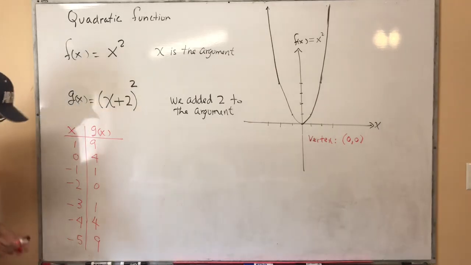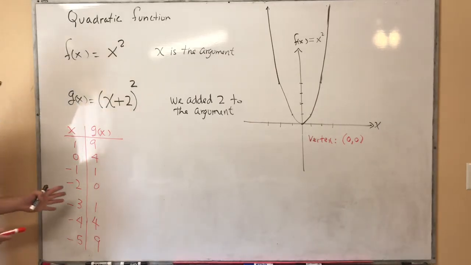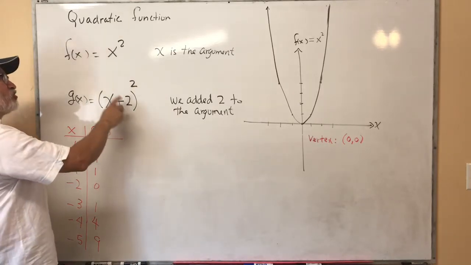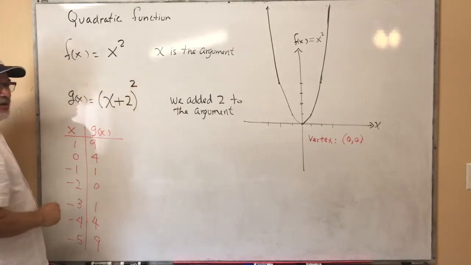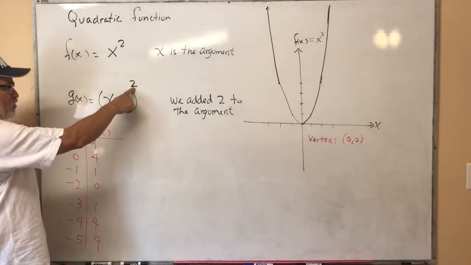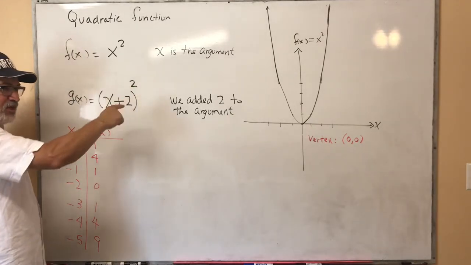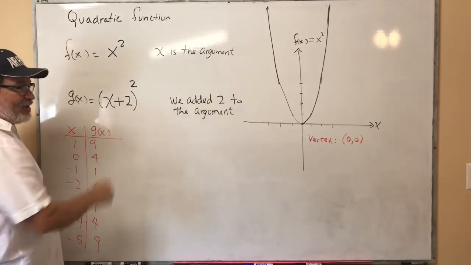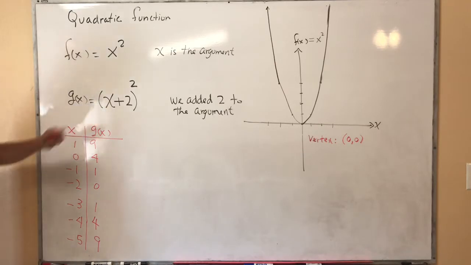Now we're going to graph this. Okay, watch what happens when you add 2 to the argument in the parabola. How do I know it's a parabola? Well, because the power is being squared. If it was being cubed, it's no longer a parabola. And that's what it looks like. Now we're going to graph this one.